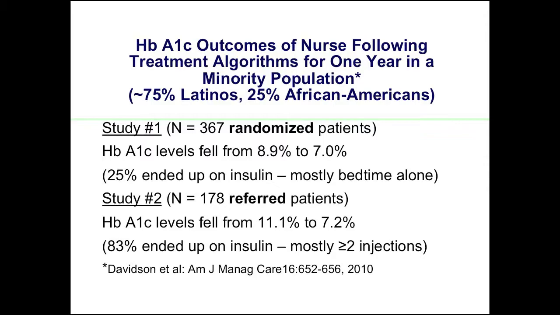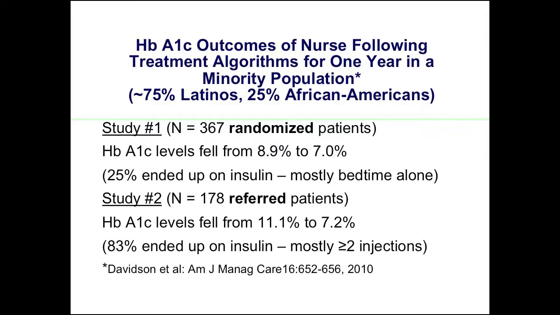These are 2 studies that were done at Hubert Humphrey by a very good registered nurse who was trained in these protocols. And those of you who go to the afternoon session will hear Maria Castellanos talk to you about this. The first study, we randomized patients. We took one patient in the morning and one patient in the afternoon clinic, the first patient who agreed to be in the study, and put them in our study. There were 367 of them, and their A1Cs when we randomized them was 8.9%, and Maria got them down to a mean of 7%. 25% ended up on insulin, mostly bedtime.